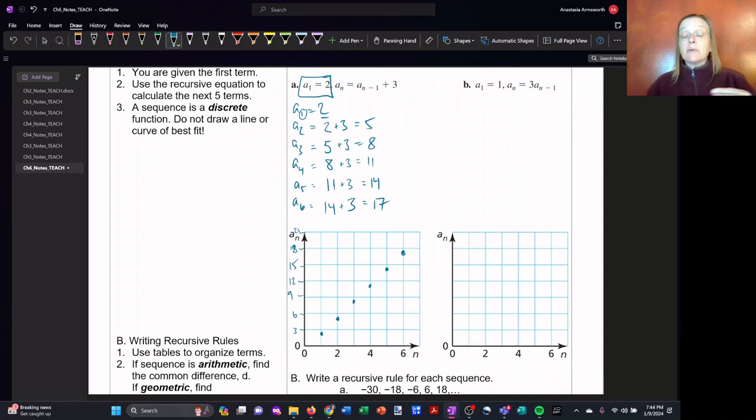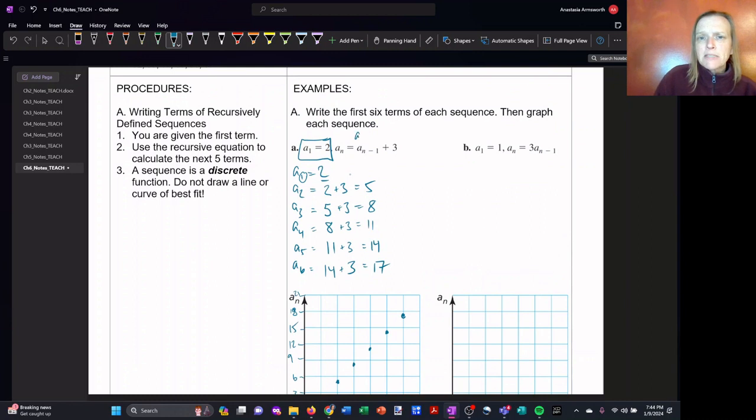Now, I'm not going to connect these dots here because this is a sequence. This is a discrete graph. I never get a value that's in between 2 and 5, and I never get a value between 5 and 8, so I'm not going to draw a straight line between these points. But this is an arithmetic sequence because I have this common difference. I'm consistently adding 3. Let's look at this recursive rule and see what we do here. Again, we want to know what the first 6 terms are, so I'll just list A1, A2, A3, A4, A5, A6.